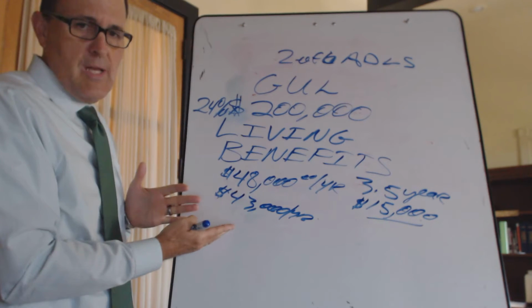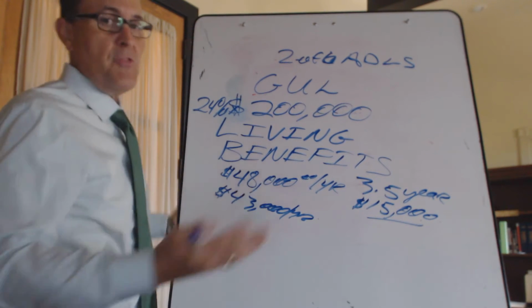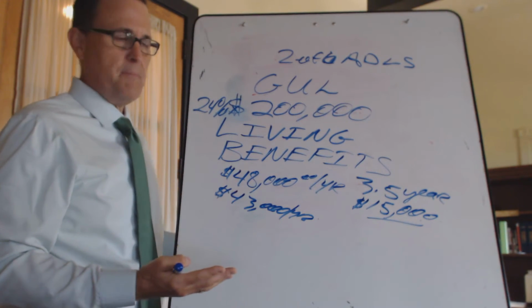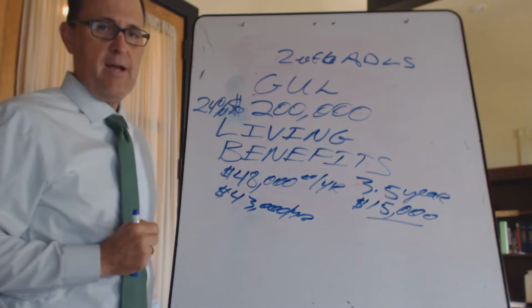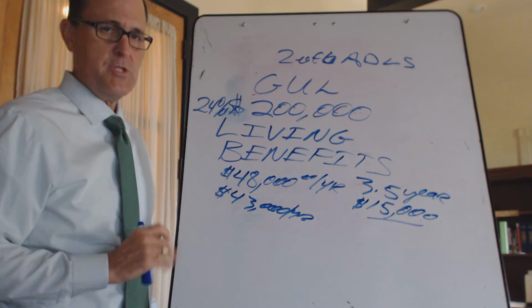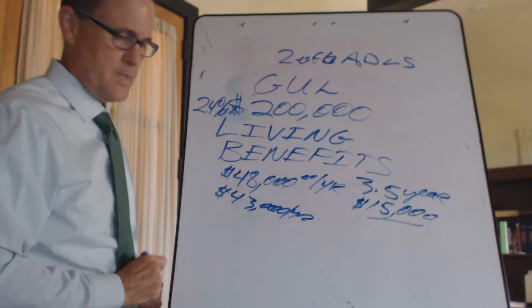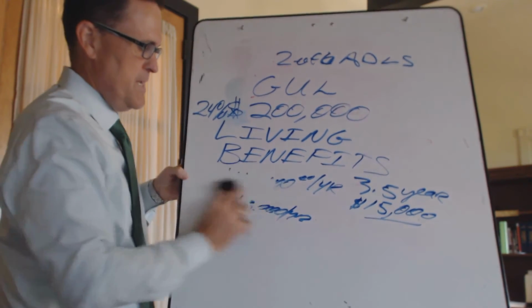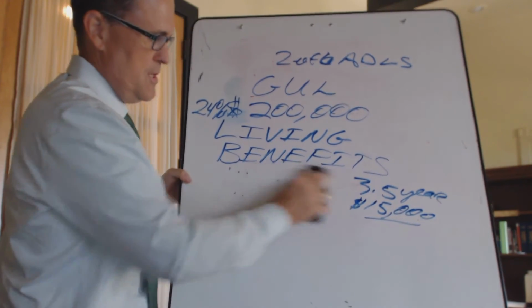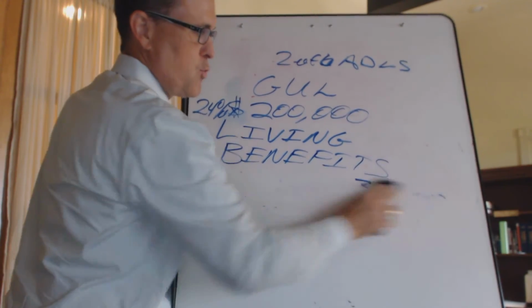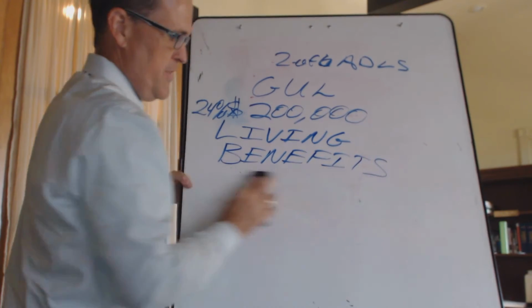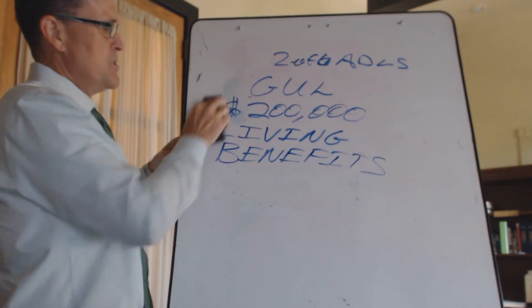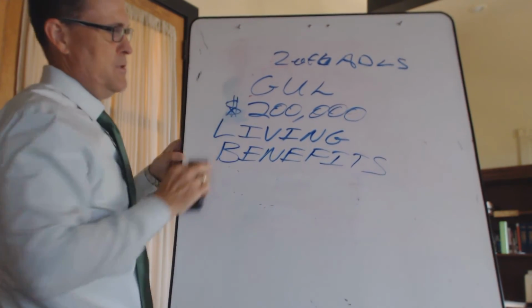Let's say that you do utilize this. Let's say you utilized $100,000 of that long-term care benefit. Well, you still have another $100,000 that you're going to be passing on to your beneficiaries, tax-free. Okay. Now, the next living benefit would be for critical illness. This is what's known as a chronic illness rider. The long-term care benefit is also known as a chronic illness rider.